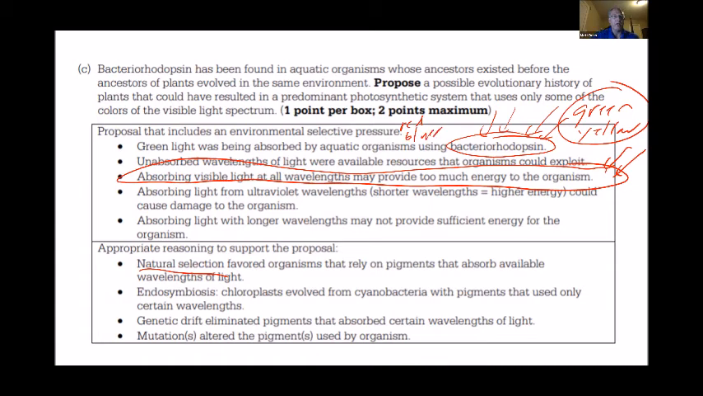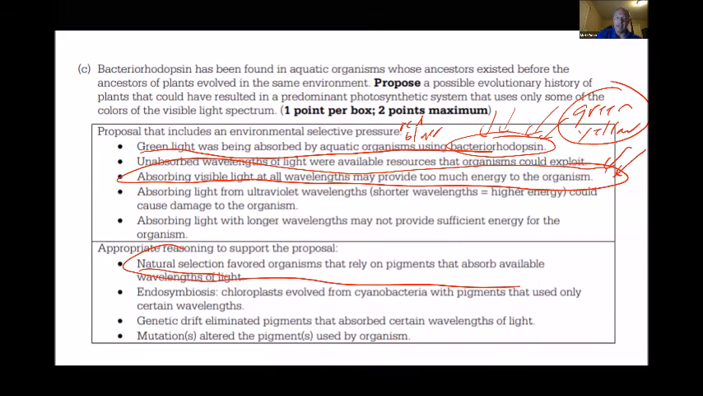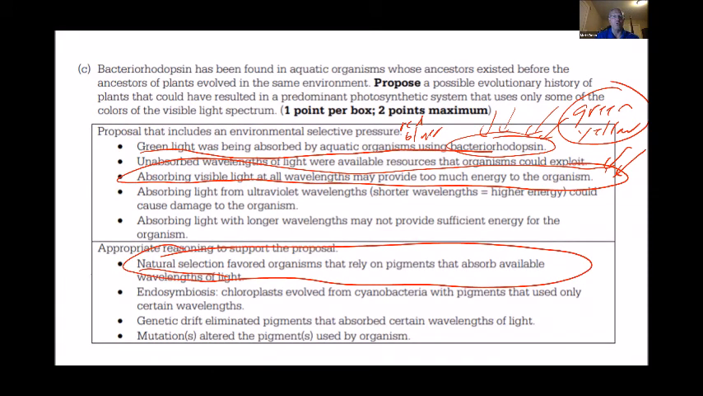So it could be that they evolved that way because green light was already being used up. It wasn't available. It was being used by other things in the water. And again, natural selection favored organisms that could use the kinds of light that were available, which happened to be the reds and the blues. So point being, part C, there were a lot of different ways to answer it, but you had to have a good proposal and then an explanation for why that could have happened the way that it did.